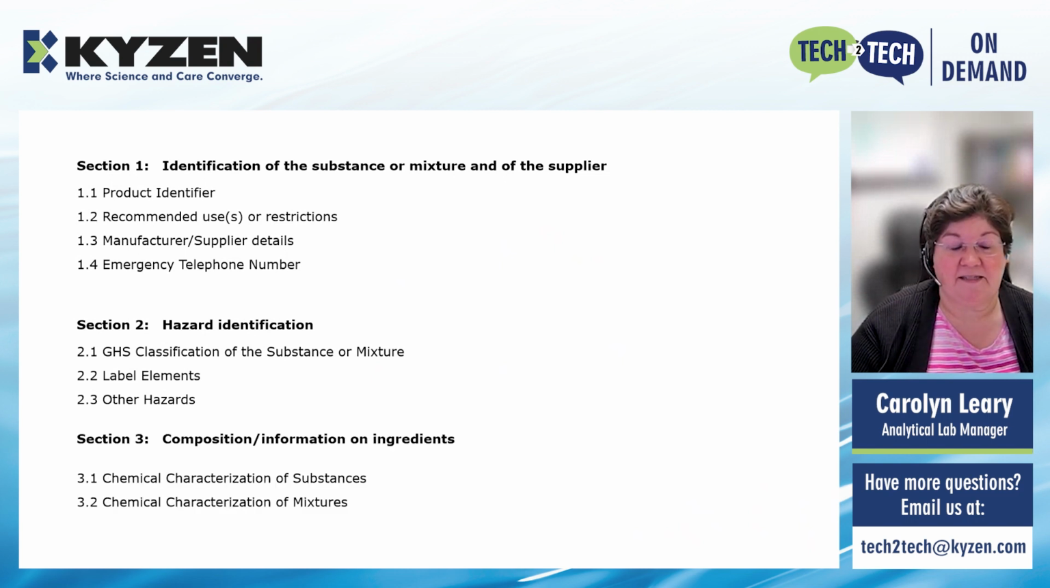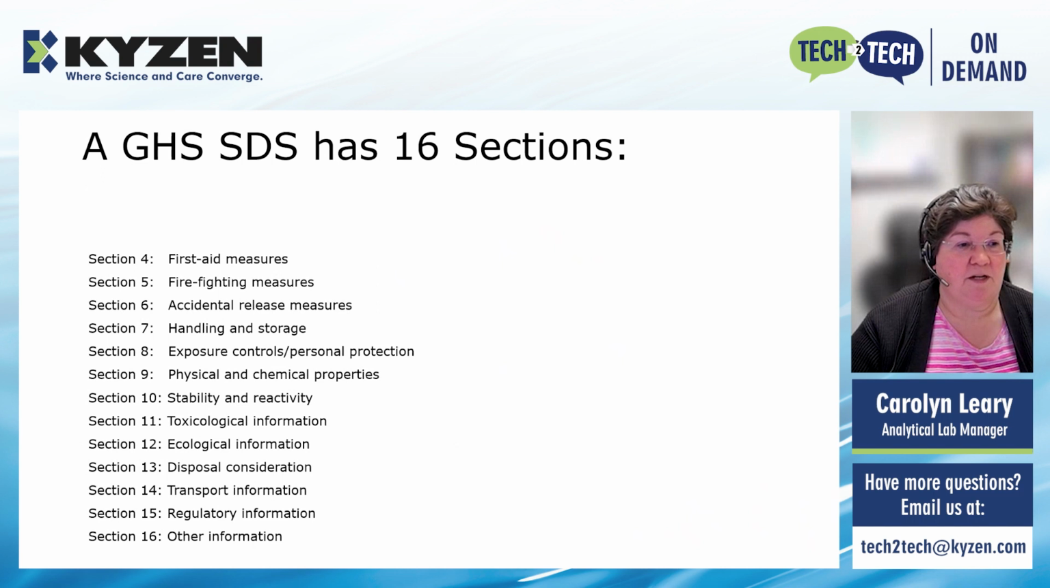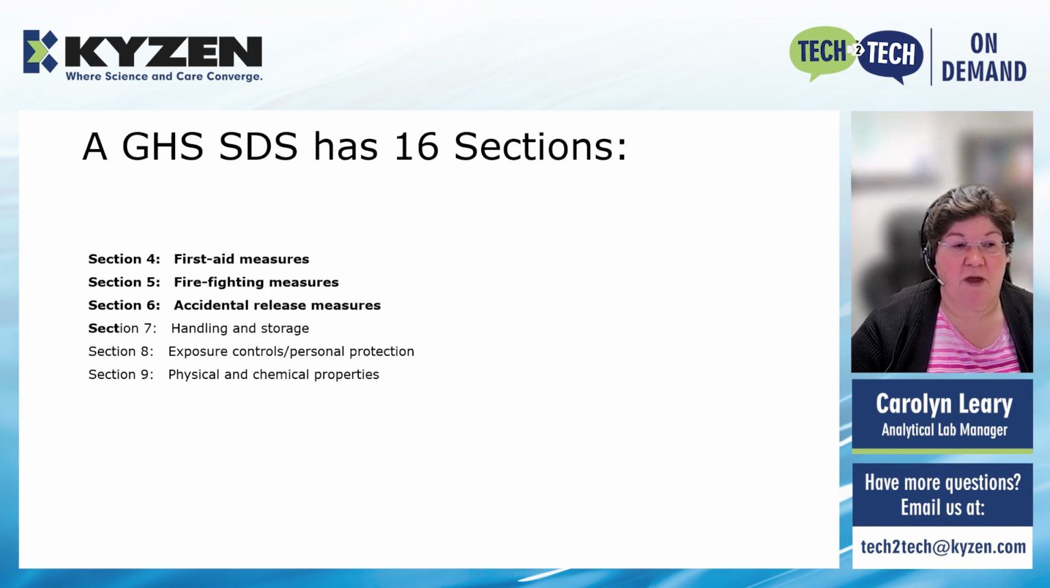And then lastly, section 3 talks about the composition or information on the ingredients. And here, if it's a single component chemical, it will have its identification number, CAS number, things like that. And if it's a mixture, here you'll find at minimum the hazardous components of that mixture that are present at or above specified cutoff limits. So moving on, today we're going to look at sections 4 through 9.